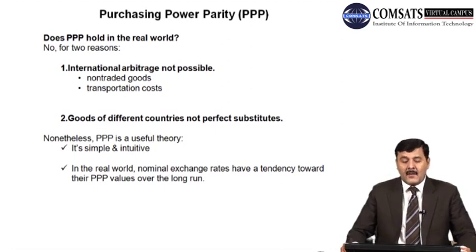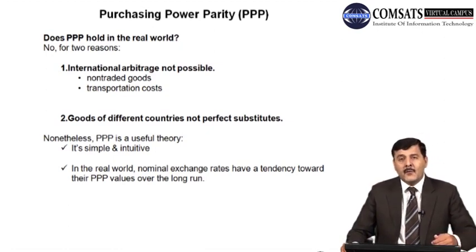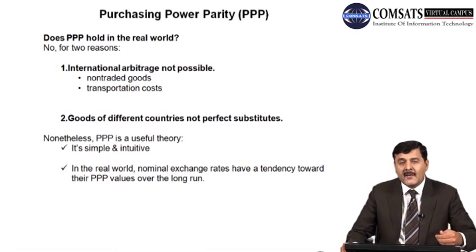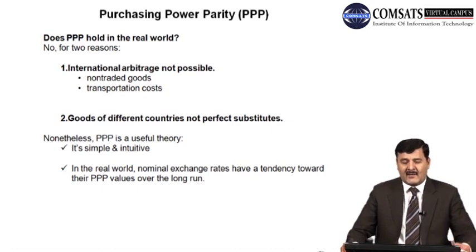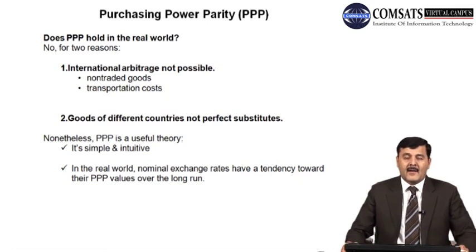Because of the difference in transportation cost and because of the non-traded products in the countries. Number two, the second reason is that goods of different countries are not perfect substitutes. The goods produced by different countries are not perfect substitutes of each other, right? So we cannot say that PPP is practically valid or happening in the real world. It is simple and just intuitive, so it cannot exist in practical life. In the real world, nominal exchange rates have a tendency toward their PPP values over the long run, right? So practically, purchasing power parity is difficult to hold true in the real world.